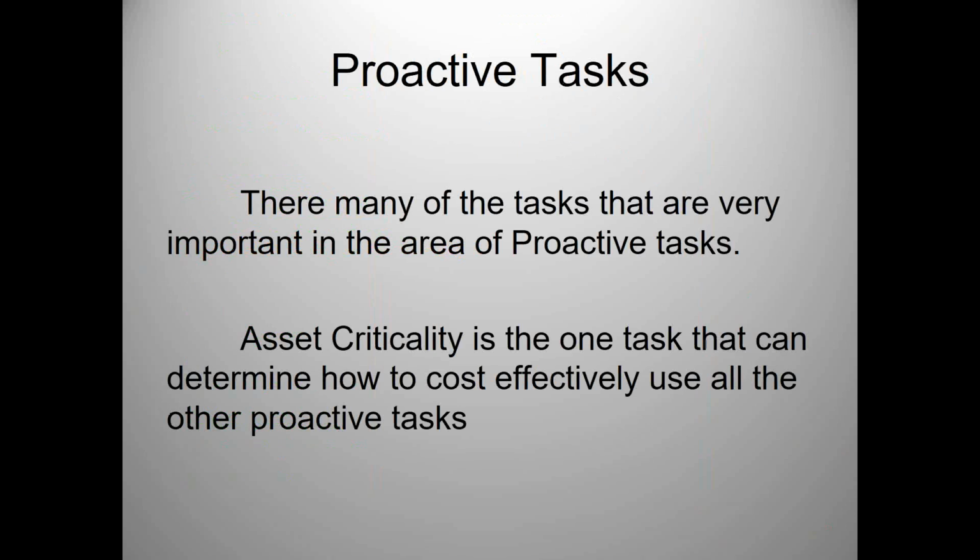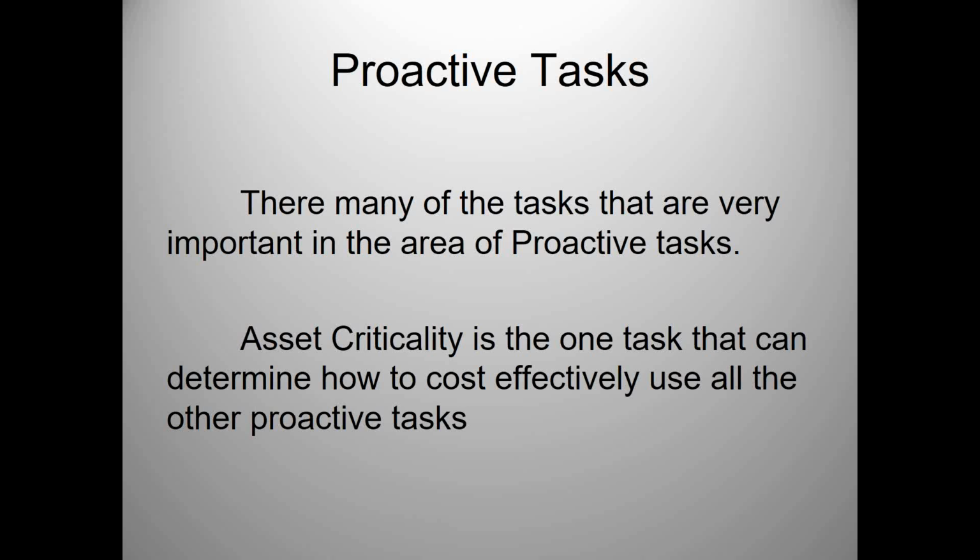It says here proactive tasks. There are many tasks in the proactive areas. We just looked at that chart, but asset criticality is one of these tasks. We have to determine how to cost effectively use all the other proactive tasks. And this is one process we found out at the company I work for. We started off doing a lot of things in predictive, and a lot of proactive things like precision alignment, precision balance, precision lubrication. But we found out we can't do all these things on every piece of equipment. So we stepped back and did asset criticality, and we only did certain things on the highly critical equipment.